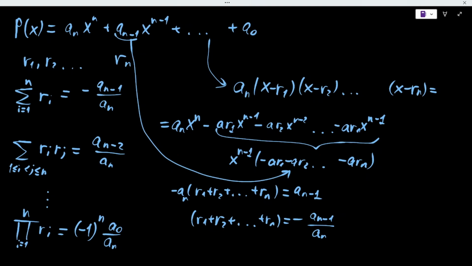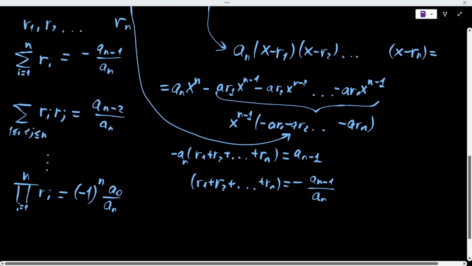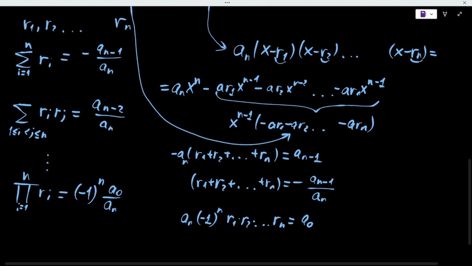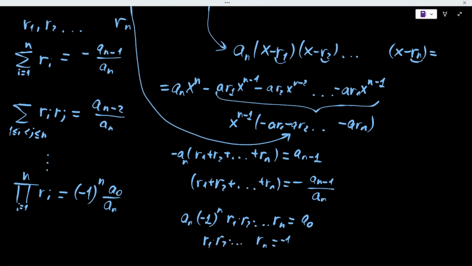Now let's see what will be the constant coefficient. If you want to compute the constant coefficient, we always need to choose the terms R1, R2, and so on, Rn. And this constant coefficient will be an times minus 1 to the power of n times R1 times R2 times Rn, which must be equivalent to a0, because a0 was the constant term in the original polynomial. So the product of the roots, R1 times R2 times and so on, Rn, will be minus 1 to the power of n times a0 divided by an.